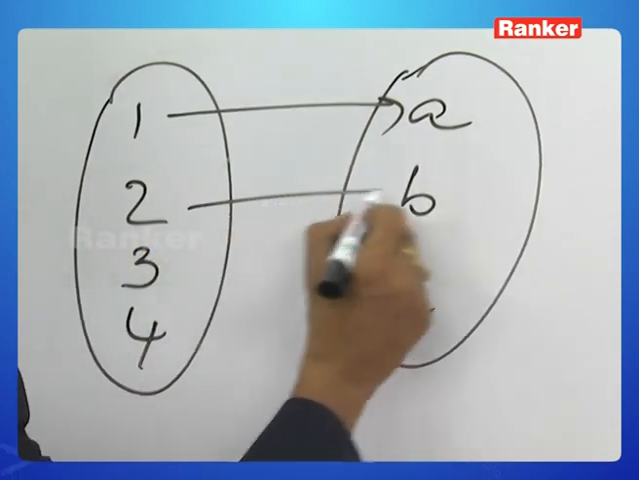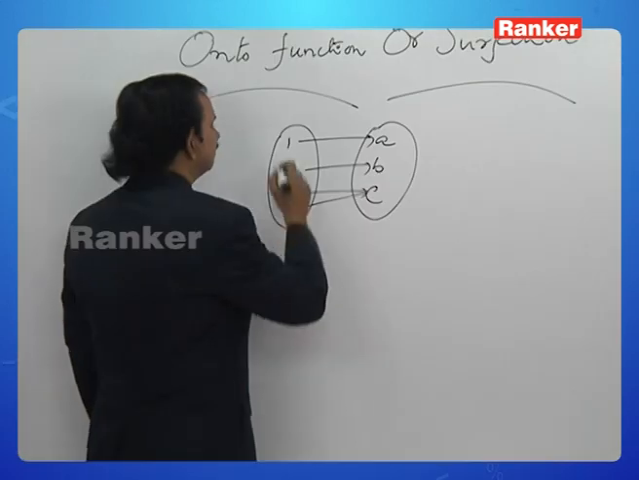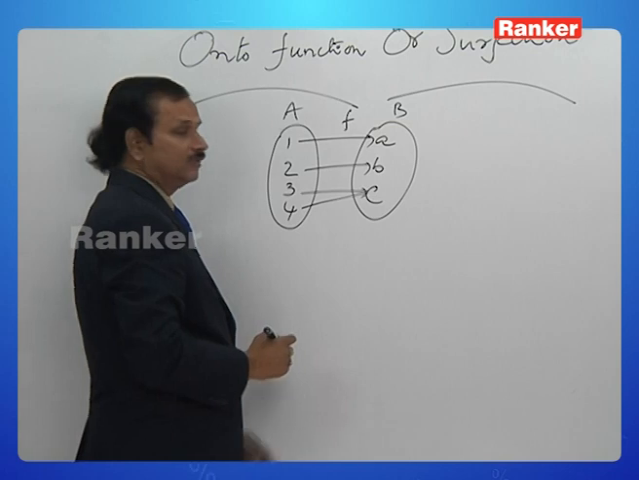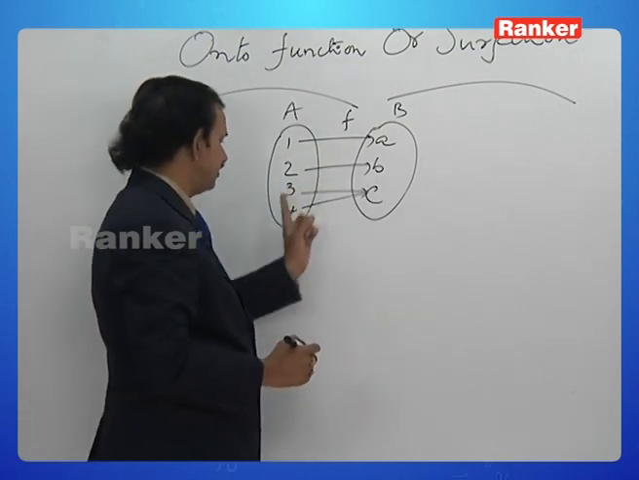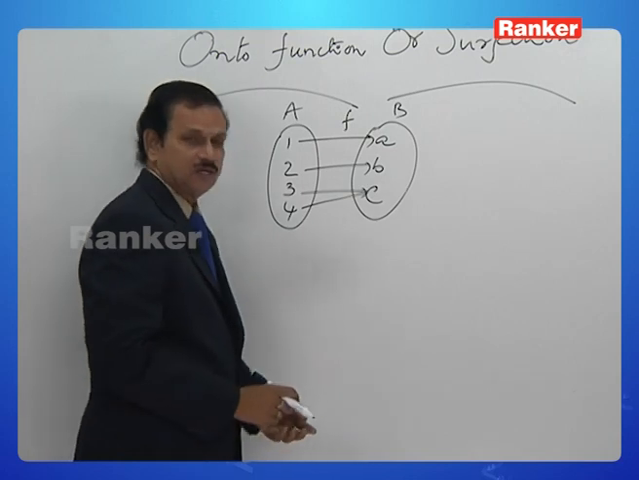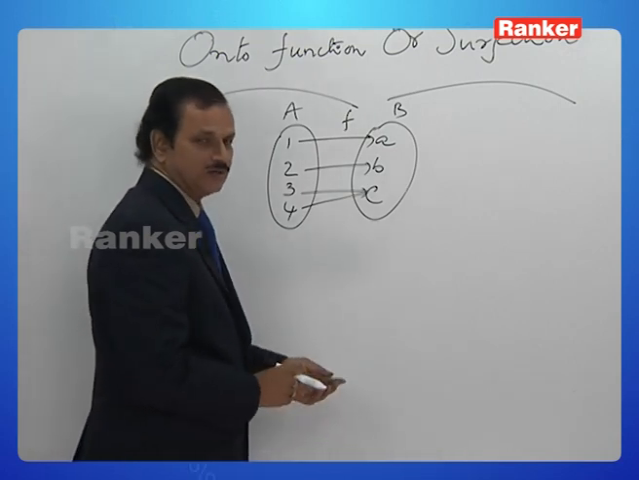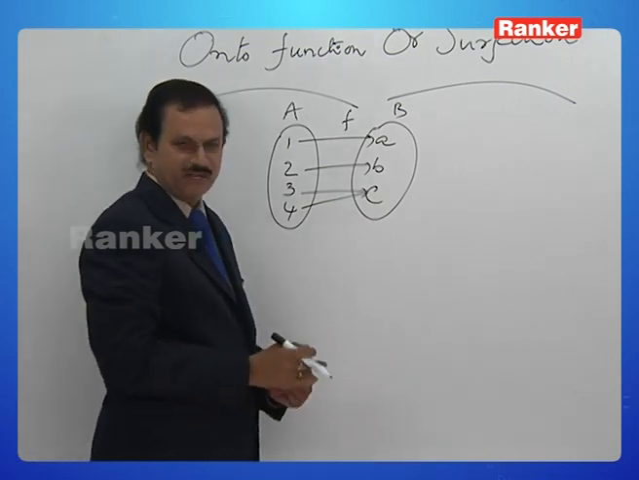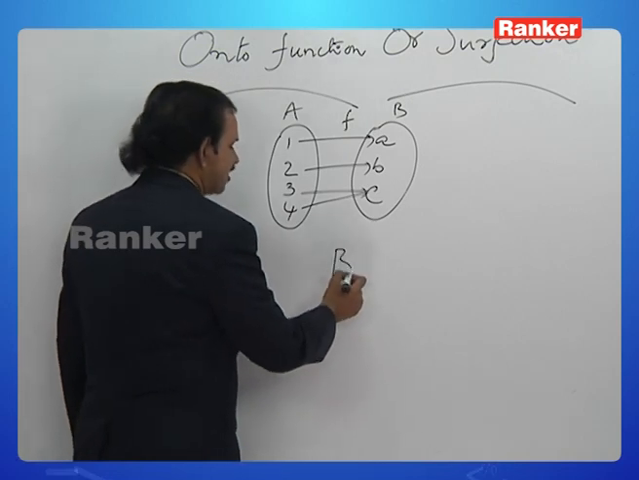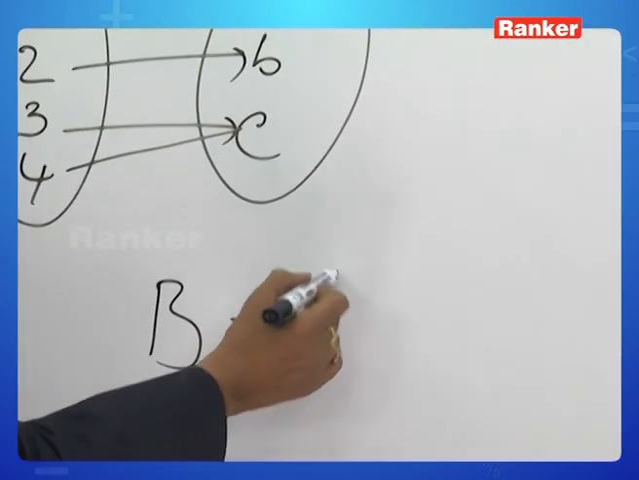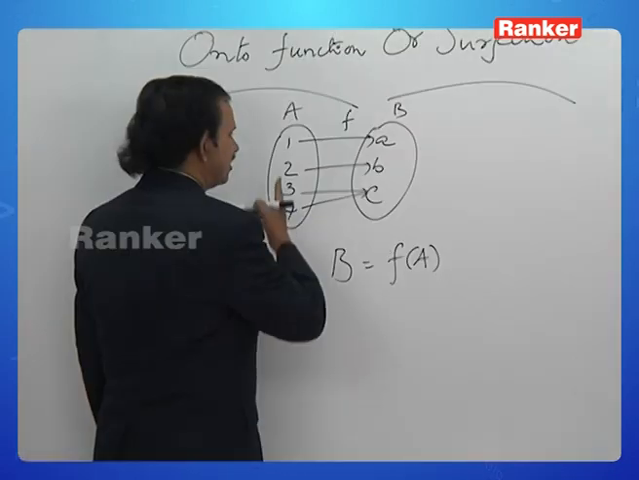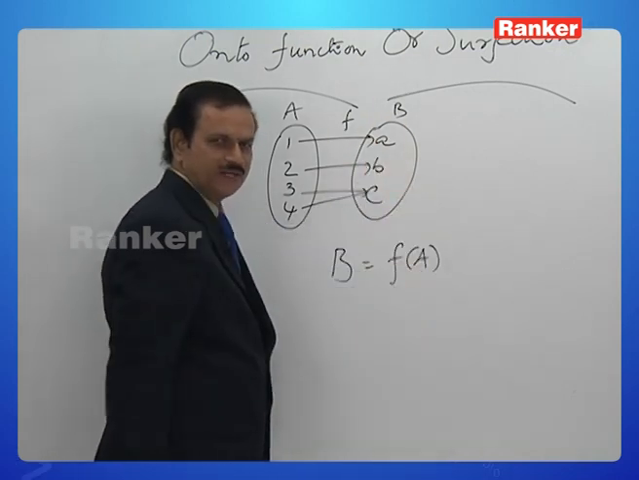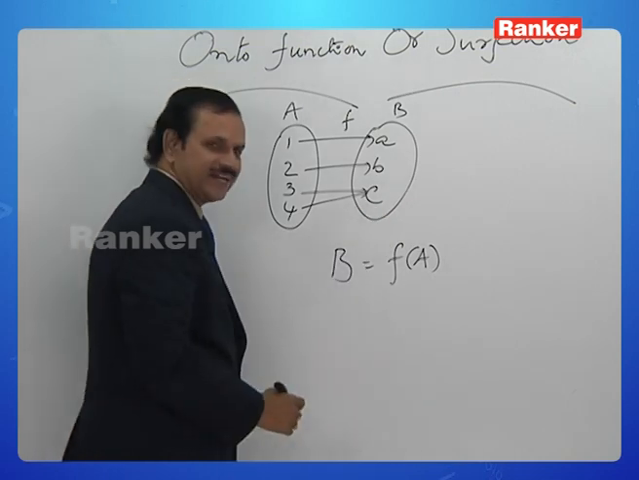You tell me whether this is a function or not. No doubt, surely it is a function. Only one image for each element. It is a function. Is it 1-1? Of course, not 1-1. Two elements have the same image. But here, the special thing that you can observe is, what is the codomain of the function? B. What is the range of the function? A, B, C. That is the full set B. No element has been kept vacant here.